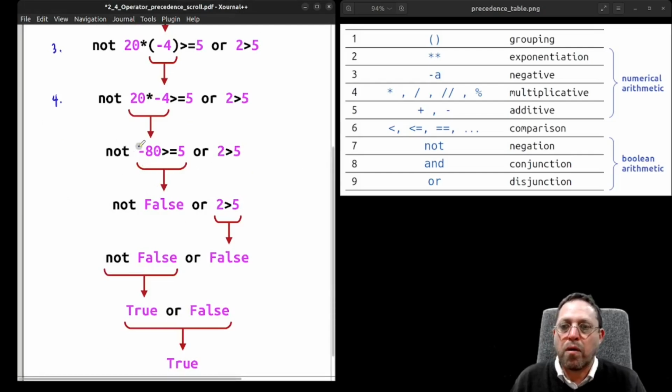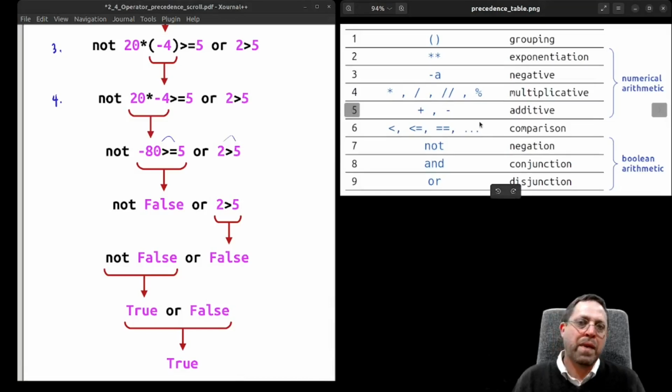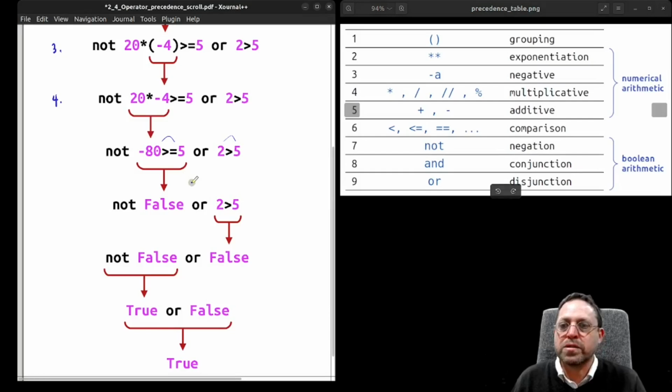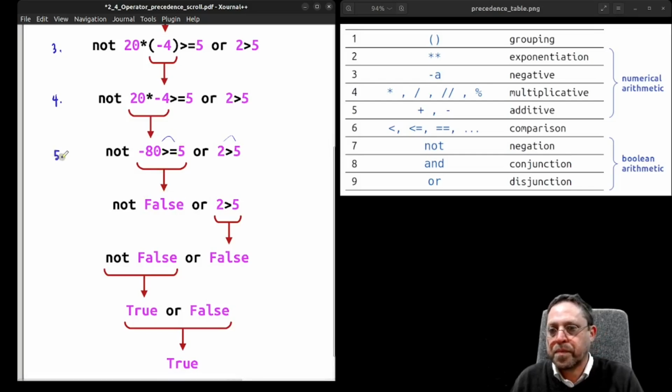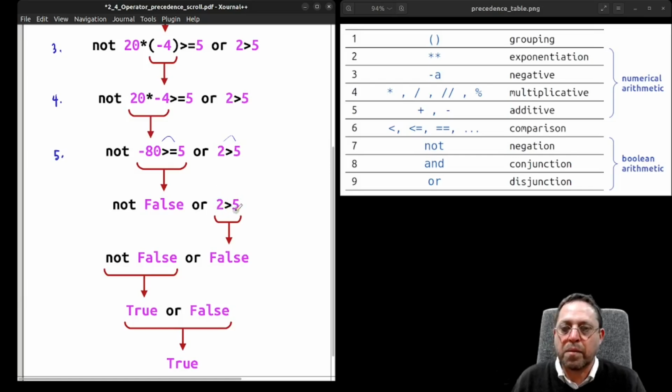So now we have a not and an or, and we have 2 comparison operators. The comparison operators are higher precedence, but these 2, the greater than or equal and the greater than, are equal in their priority. So it really doesn't matter which one we do first. I'm just going to elect to do the greater than or equal first. So is negative 80 greater than or equal to 5? No. So this evaluates to false. And then we evaluate the other comparison operator. Is 2 greater than 5? No. So this evaluates to false.